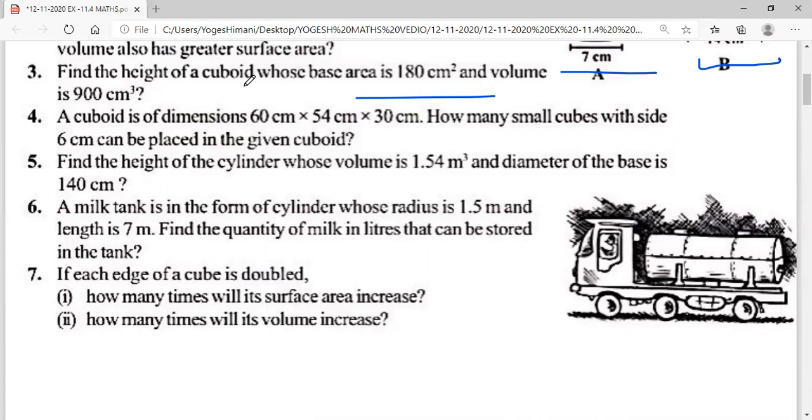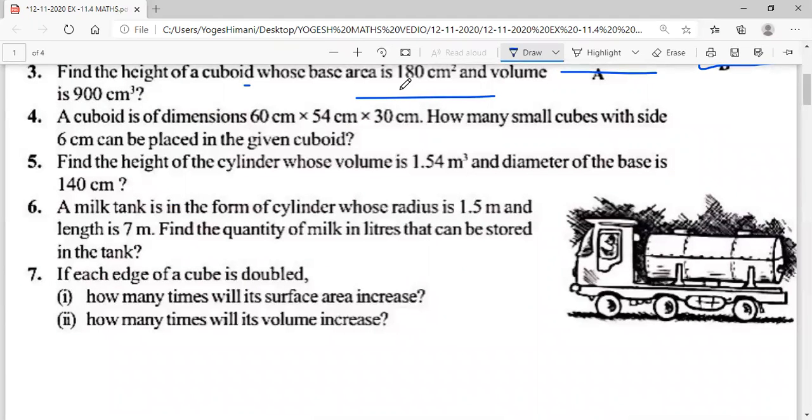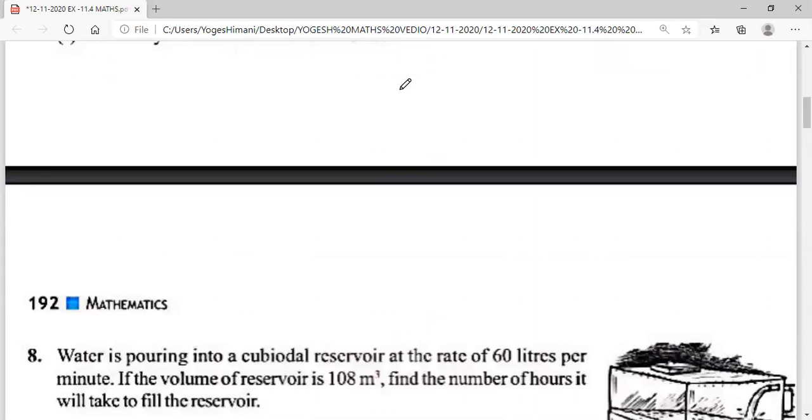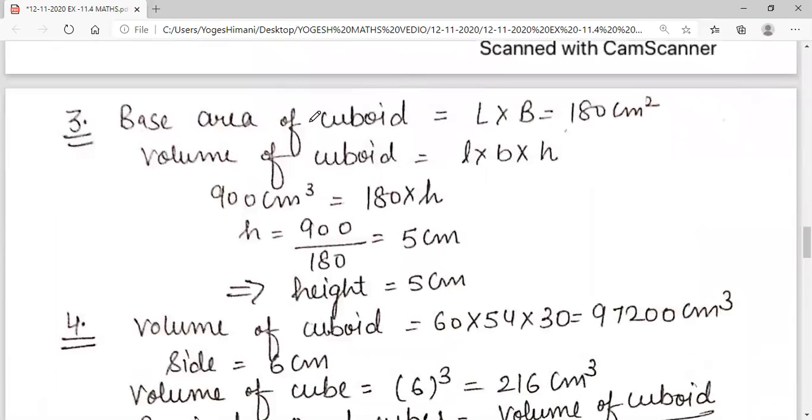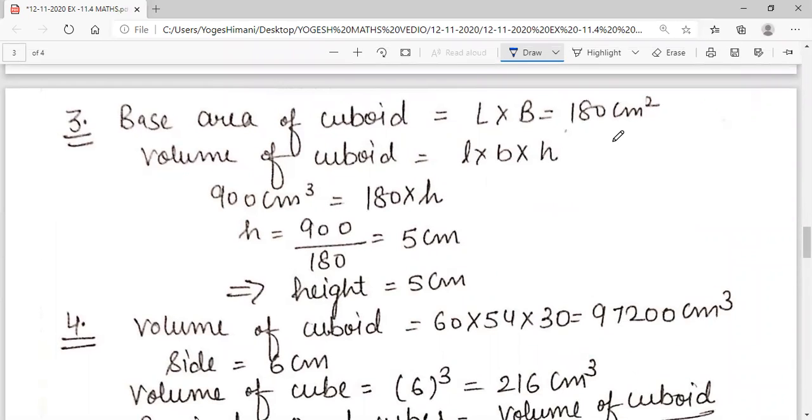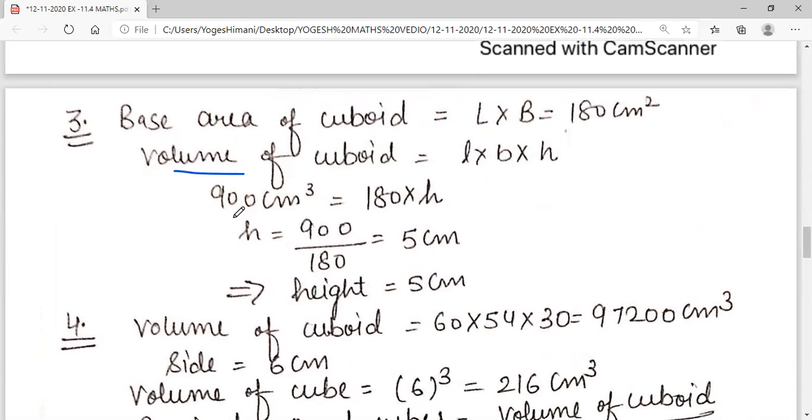So we have to find the height whose base area is 180 square centimeter and the volume is 900 centimeter cube. In question number 3, you can see the base area of a cuboid. What is a cuboid? A cuboid is a three-dimensional figure whose base is like a rectangle. So the base area of the cuboid will be length multiply breadth, which is equal to 180 centimeter square, and the volume of the cuboid will be equal to LBH. The volume of the cuboid is given as 900 centimeter cube, which will be equal to 180 multiply H.